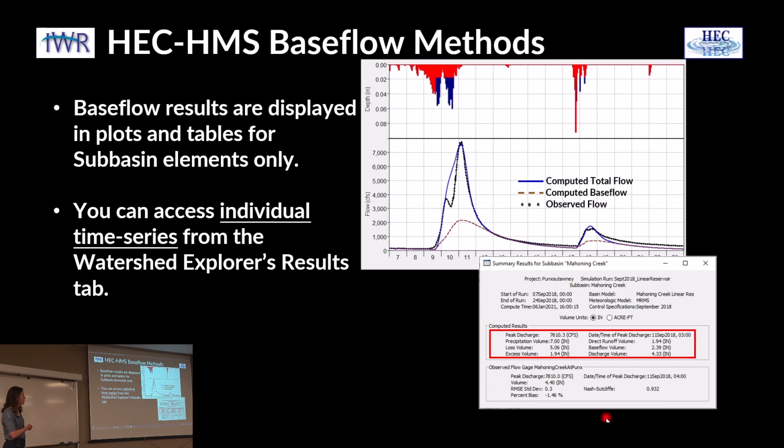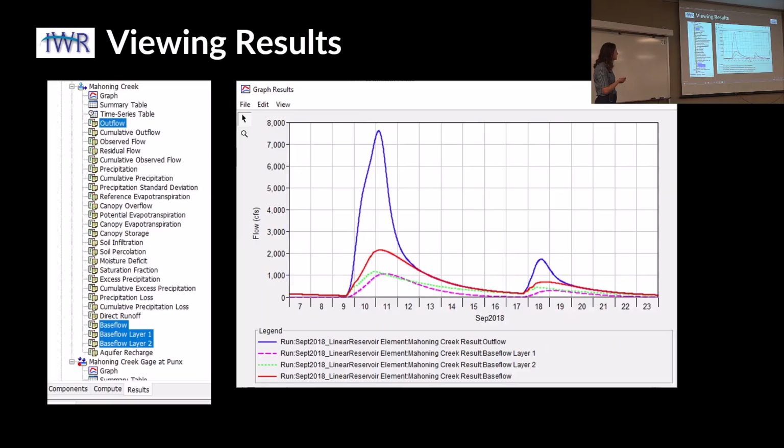When you're working with volumes, a lot of times these summary tables are super useful because they give you things like loss volume, baseflow volume, total volume, right, as expressed as a depth. So again, when you compute results, you can view the baseflow results by selecting a sub-basin element.